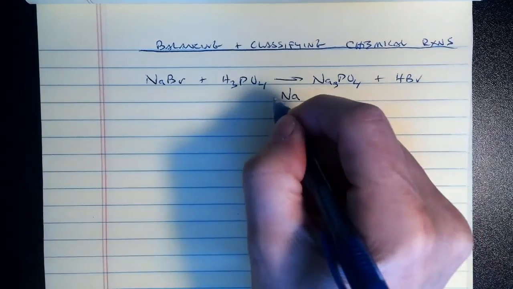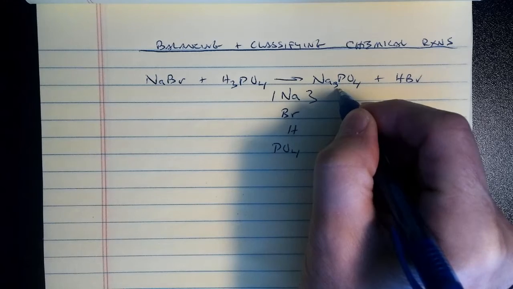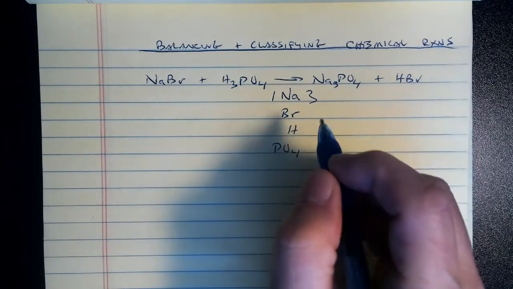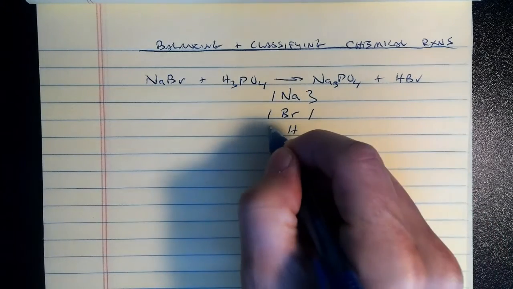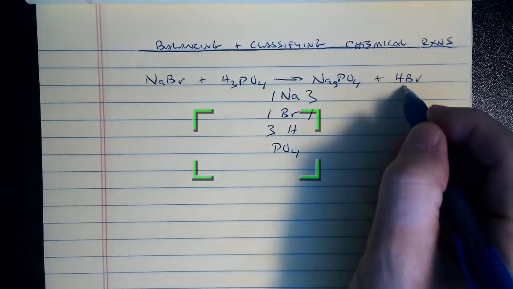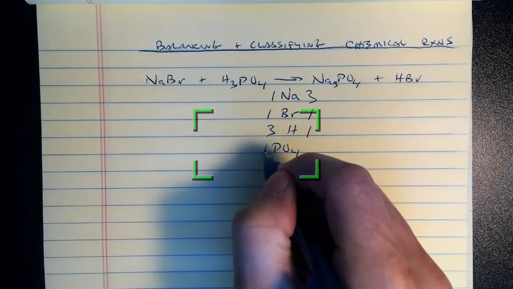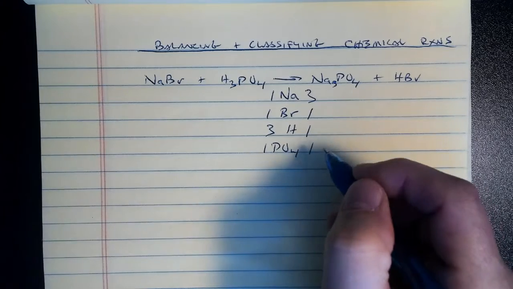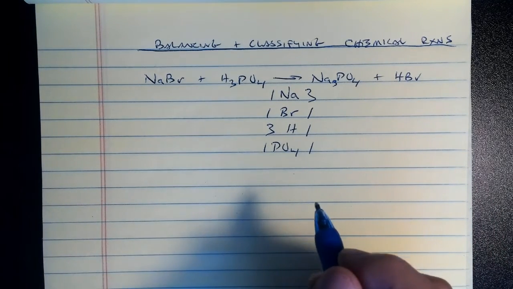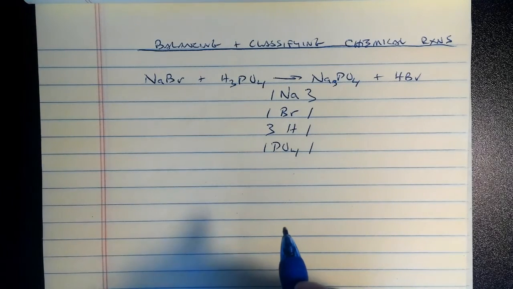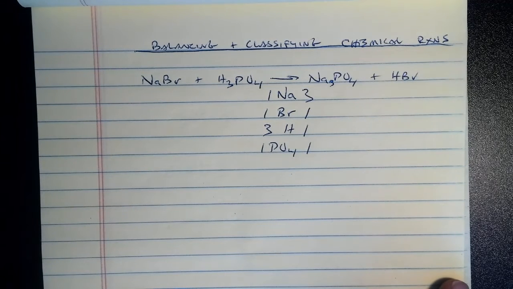We have 1 sodium on the left and 3 on the right with that subscript there, which is hard to read. And we have 1 bromine on the left and 1 on the right, 3 hydrogens on the left and 1 on the right, and 1 phosphate on the left and 1 phosphate on the right. Now what we would normally do is balance the polyatomic ions first, and because we have 1 on each side, we don't have to worry about that right now.